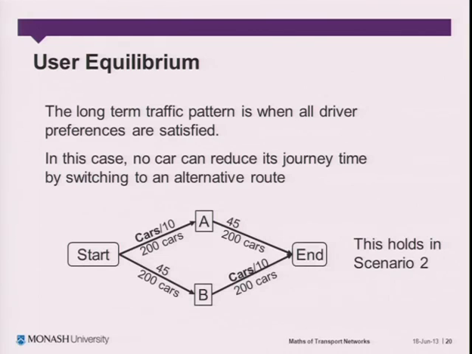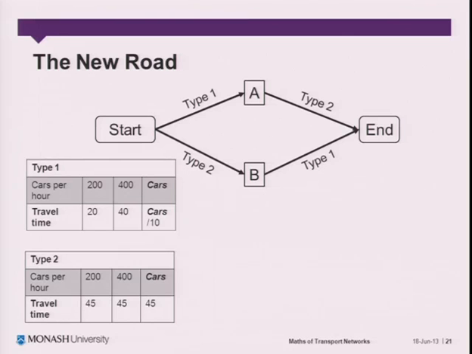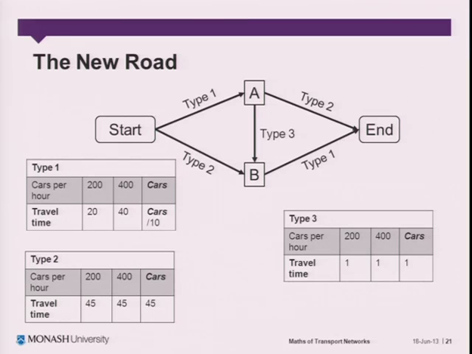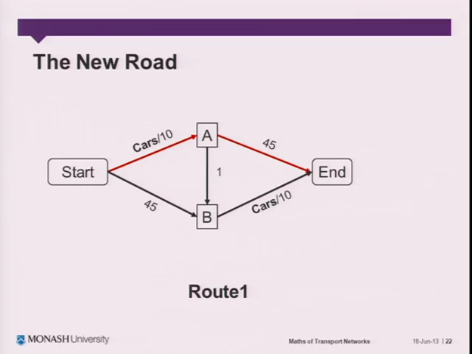So now we're going to add a new road to this road network. And it's going to be a type 3 road, which is one of these fast roads. It doesn't matter how many cars go on it. It's just going to take 1 minute of time to get from A to B. So now we've got a route from start to end via A. That's one of the original routes. We've got the old route from start to end via B. It's the second route. And now we've got an extra route. A route from start to A to B and B to N. So we've got a third choice.